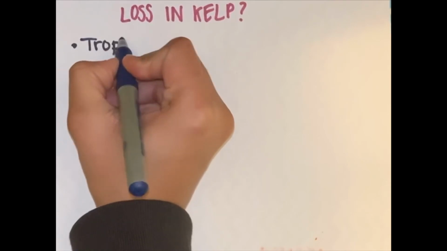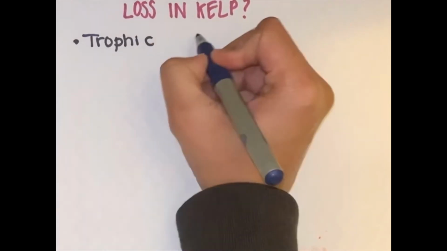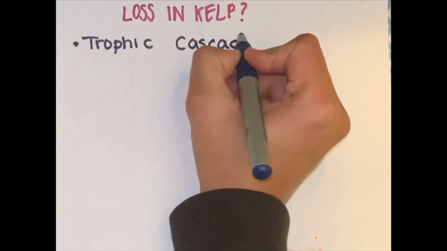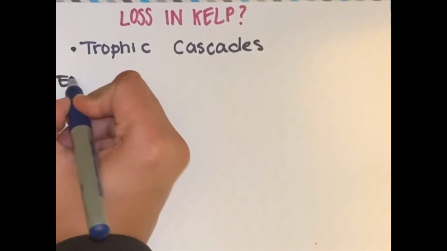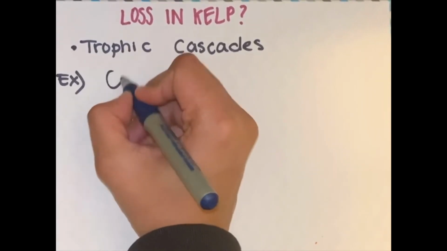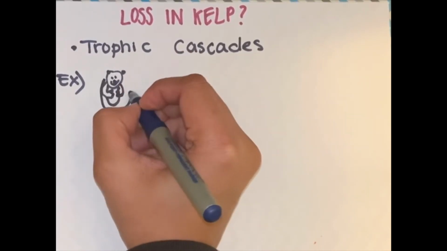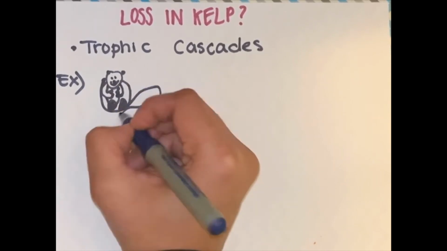Loss in kelp can cause a trophic cascade. A trophic cascade is when the loss of one species affects all the subsequent species above or below it in the food chain. Let's go through an example to understand how each trophic level is affected.